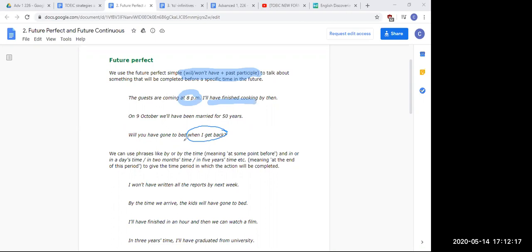It's pretty simple to use. I will have gone, I will have done, I will have eaten, I will have drunk, I will have gone to bed, I will have finished cooking. So remember our past participles, sometimes they're ED verbs. In the past, they'll be the same. Remember we have the lists of the irregular verbs, like eaten, cooked, swum. So we just use I will, he will, she will. Remember, everyone will have.